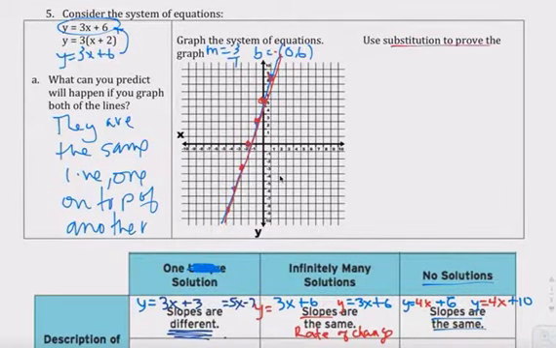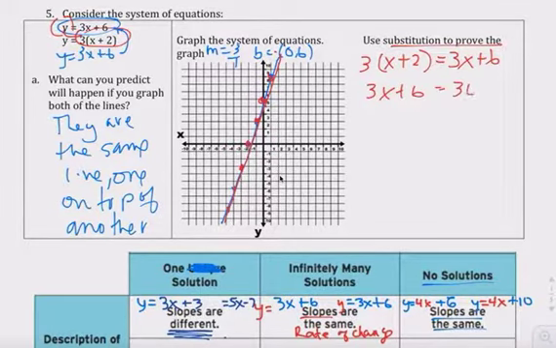Use substitution to prove it. Okay, let's use substitution. You put this in where this y is, right there. So you get 3 times (x plus 2) equals 3x plus 6. So you get 3x plus 6 equals 3x plus 6, minus 3x minus 3x: 6 equals 6. Okay, so that's infinite solutions.